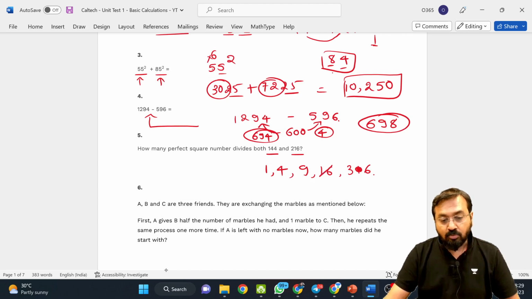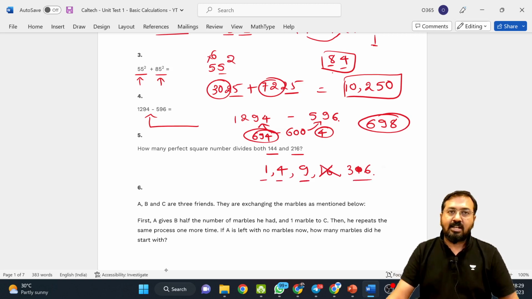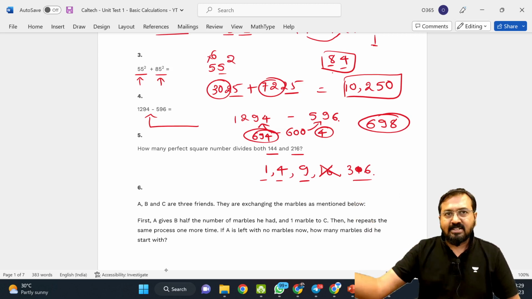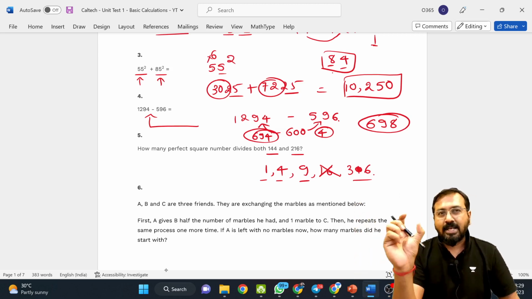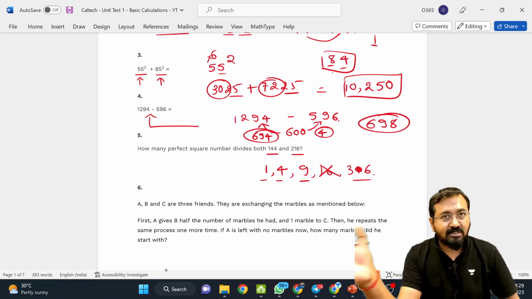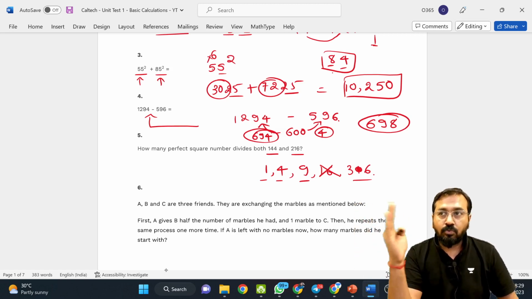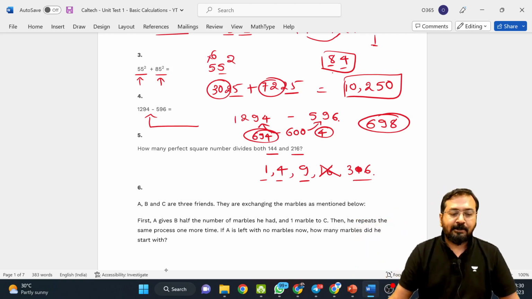16 doesn't divide 216, guys. 16 doesn't divide 216, so 16 would not be there. 1, 4, 9 and 36, so these are the numbers. Once we discuss the concept of HCF and LCM, I'll help you understand this too. In such a scenario, you can just find out the HCF first, which is 36, and then you can figure out what the perfect square factors of 36 are. So that's another way of doing it, right?